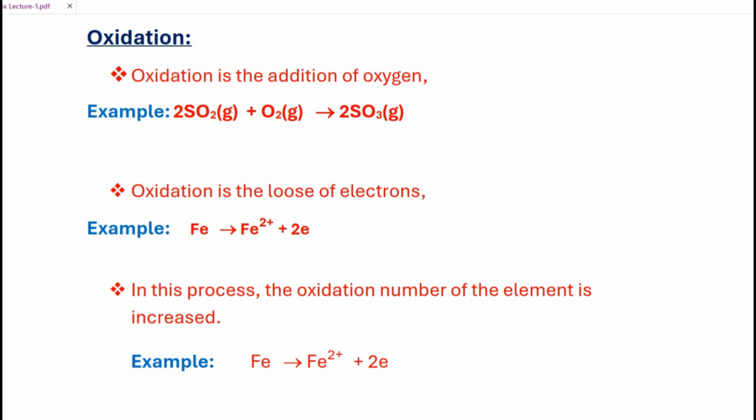So what is oxidation? Addition of oxygen. If oxygen is added, you can tell it is oxidation. If there is loss of electrons, this is known as oxidation. If oxidation number increases, that process is also known as oxidation.